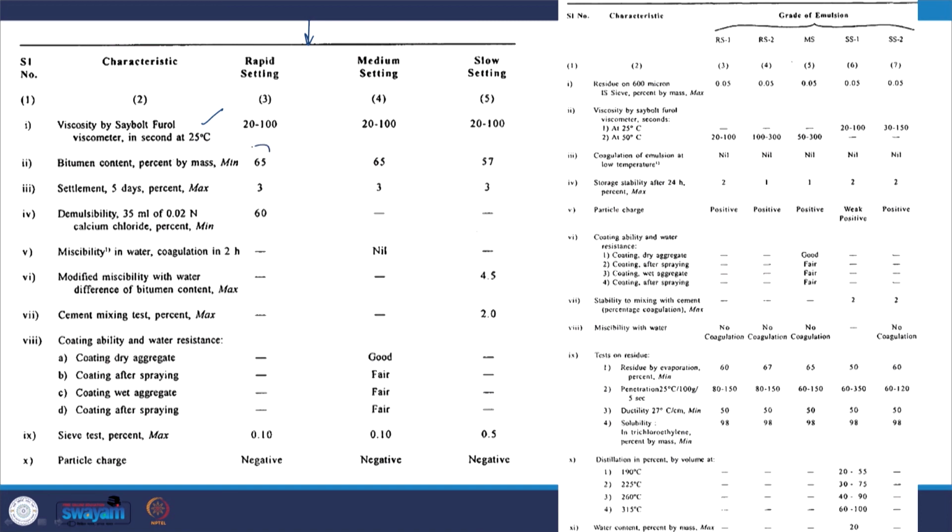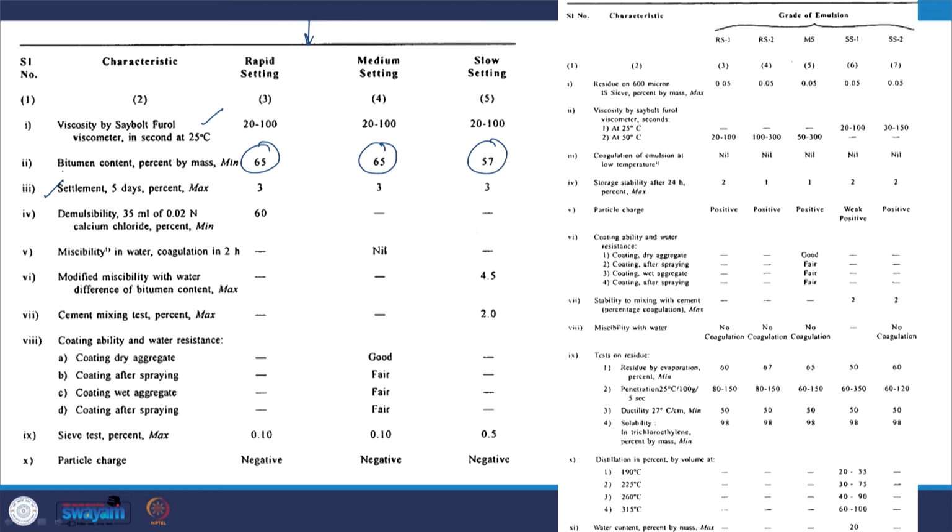Minimum bitumen content is 65% for rapid and medium setting, and for slow setting it is 57%. Alright. And then we have some other tests, for example, modified mixability with water, cement mixing test, coating test, de-emulsibility test, and so on. And then we have the settlement test. Settlement test is one of the important tests, just to ensure that when the emulsion is allowed to stay for 5 days under specific conditions, we do not have a significant difference between the material obtained from beneath the container used to store the emulsion and from the top.